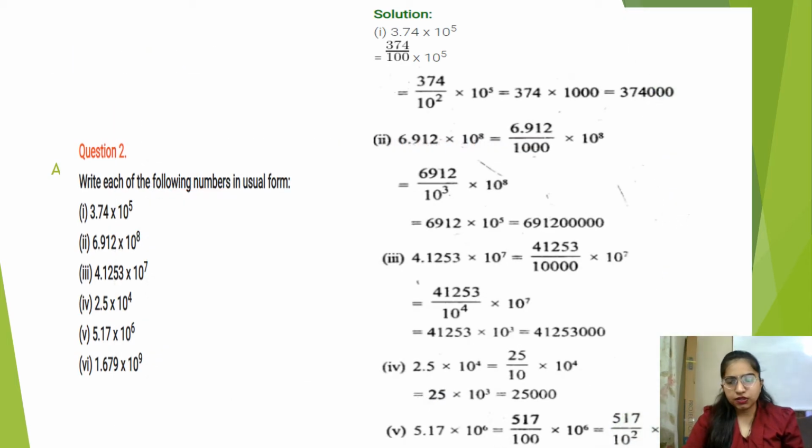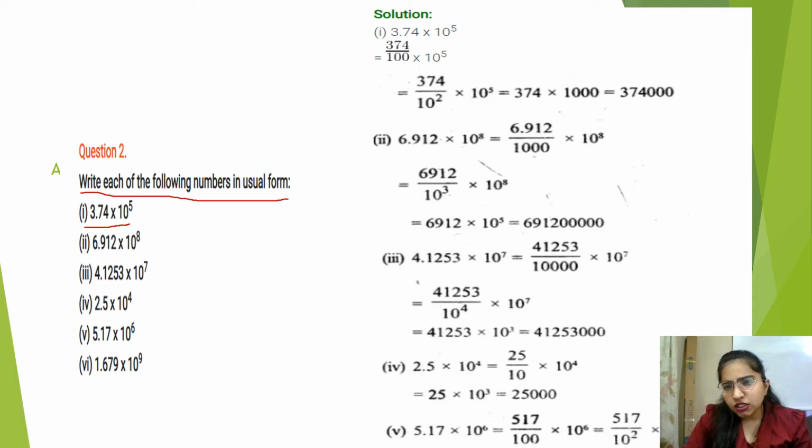Question number 2. See on the screen. What's the question over here? Write each of the following numbers in usual form. Normal form you have to write. This is standard form given to you, and you have to convert it into usual form. 3.74 into 10 raised to power 5 is there.